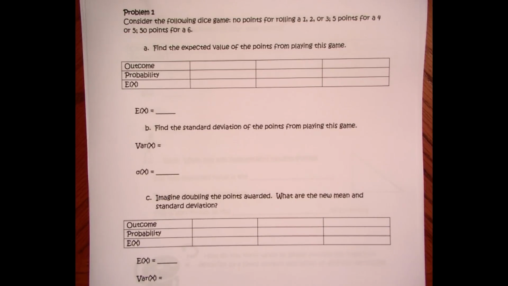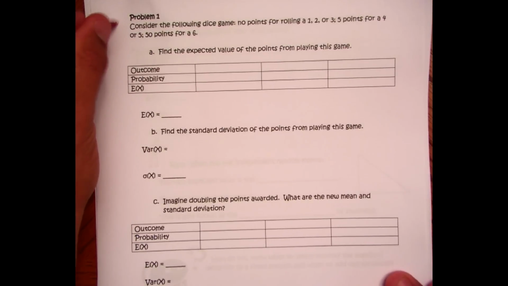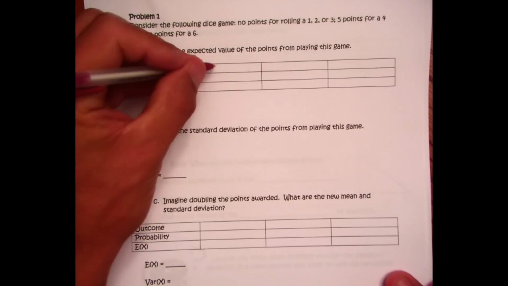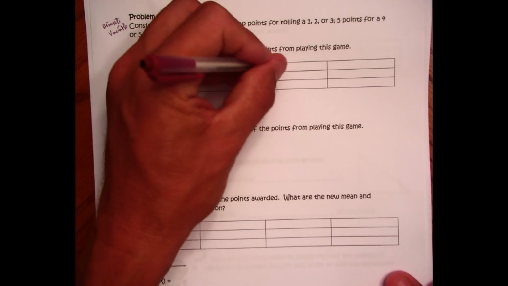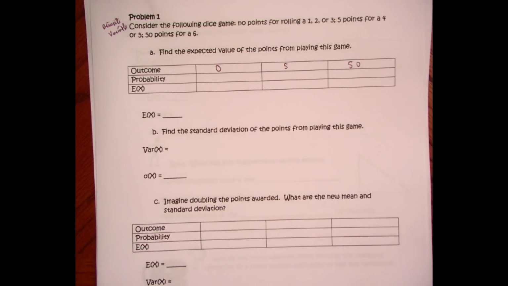All right, so let's look at this game here. This is a game where we can win. If we get a 1, 2, or 3, we get 0. We get 5 points for a 4 or 5, or 50 points for a 6. So this would be a discrete variable. Why? Because we can only win 0, 5, or 50. We can't win 2.5 by playing the game. We can only win those 3 values. So those are discrete.